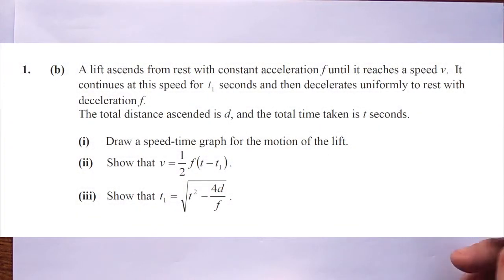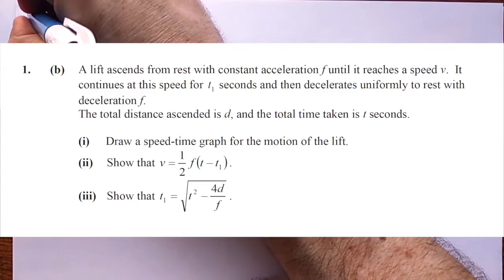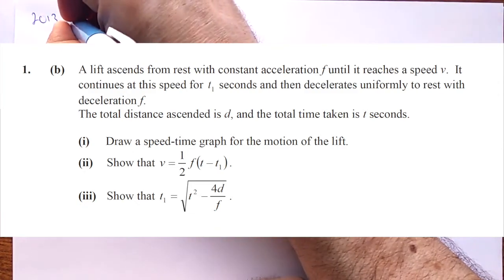Now we're going to look at 2013 question 1 part B. It's a linear acceleration question and it's a nice multi-stage question. So we have a look at this. The lift accelerates from rest with constant acceleration, reaches speed v, continues at a constant speed, and then decelerates. So let's have a look and see what this one is going to look like.